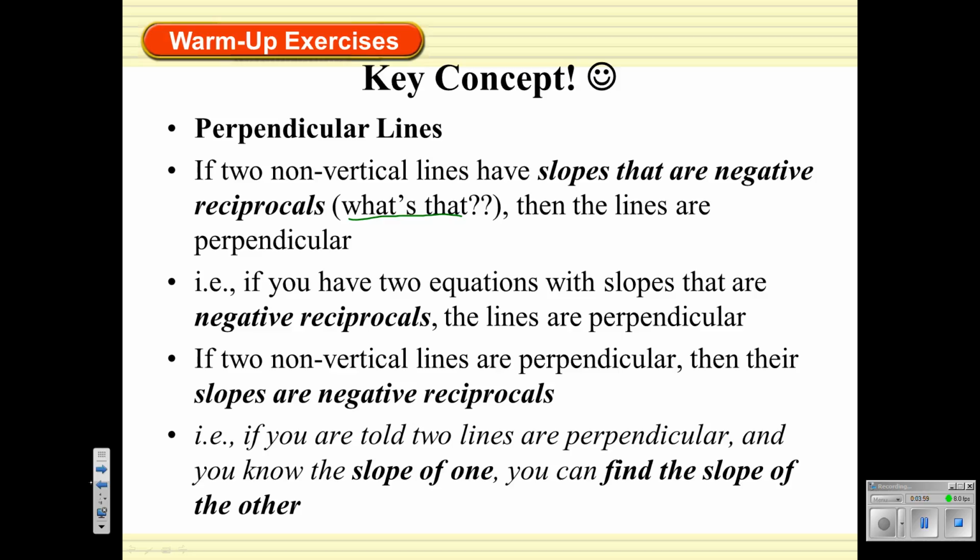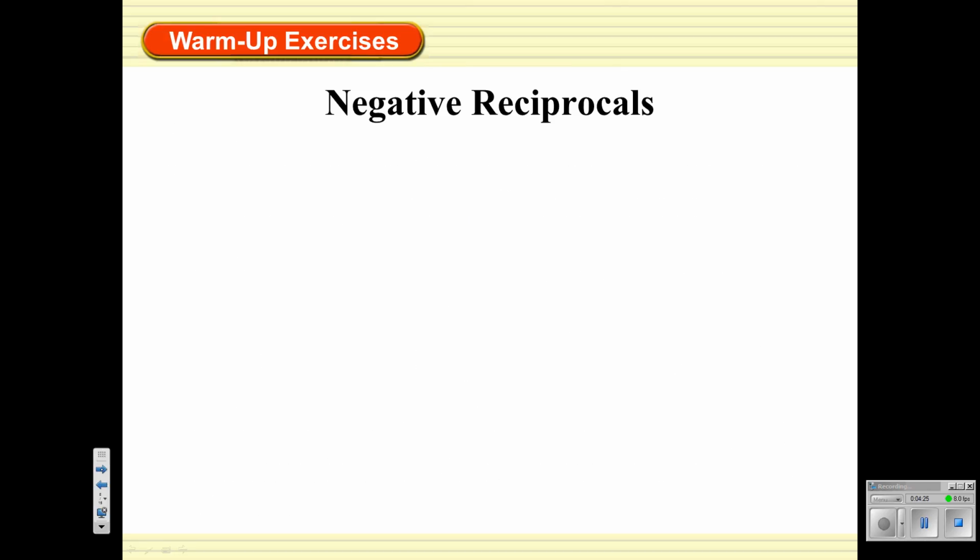So in other words, if you are told two lines are perpendicular and you know the slope of one, you can find the slope of the other by finding the negative reciprocal. Okay? Also, if you're told the slope of one line, and then you're told to write an equation that's perpendicular, you would know how to change the slope. So here's what negative reciprocals are. New concept right here.